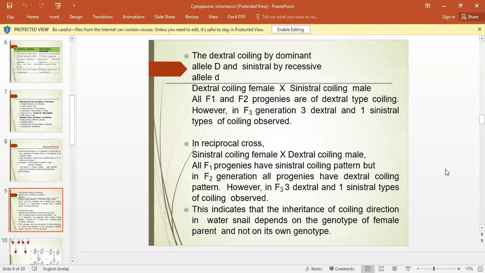So this is known as the maternal effect. Whatever the mother's genotype, the phenotype of the offspring totally depends upon the genotype of the mother. So here, what is the genotype of the mother? Dextral coiling. So whatever the offspring from that mother, irrespective of their father's character, all the offspring show the phenotype same as that of the mother, that is the dextral coiling. So that is the example of the maternal effect.